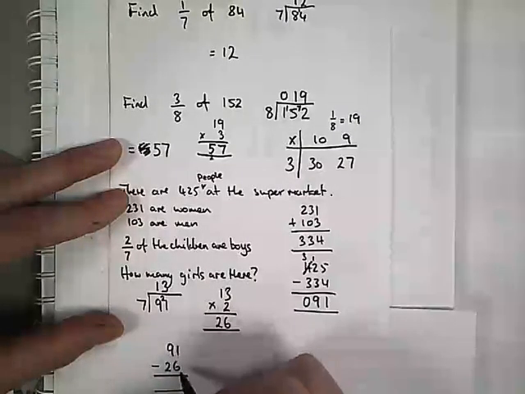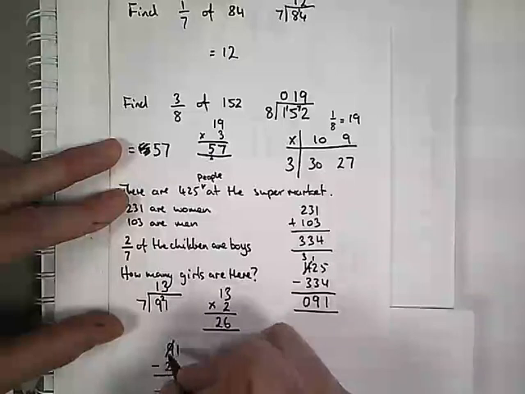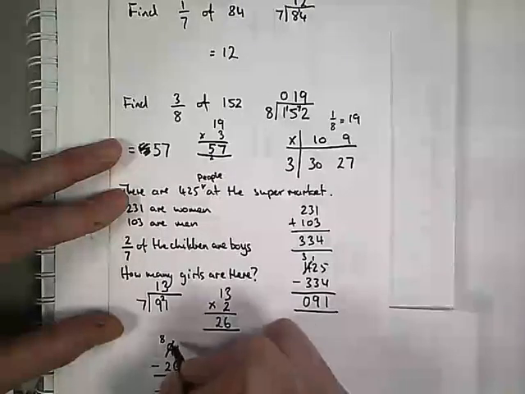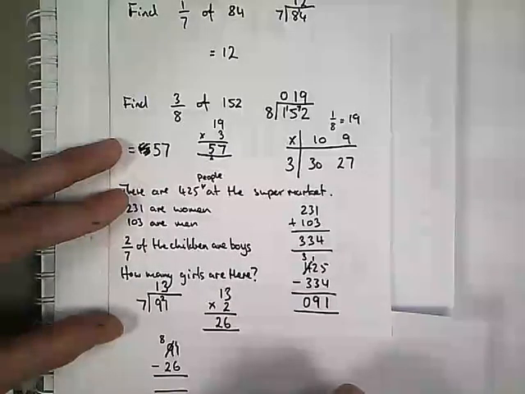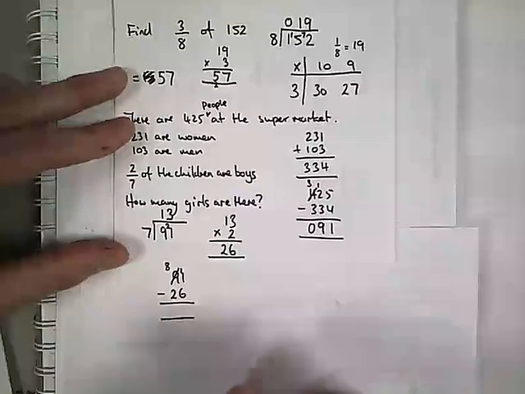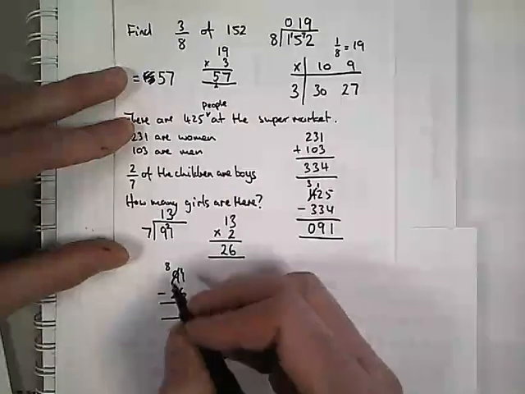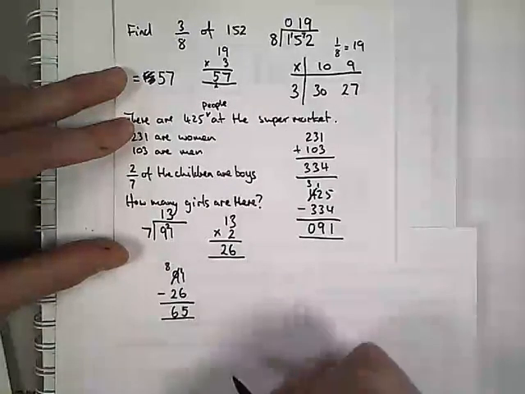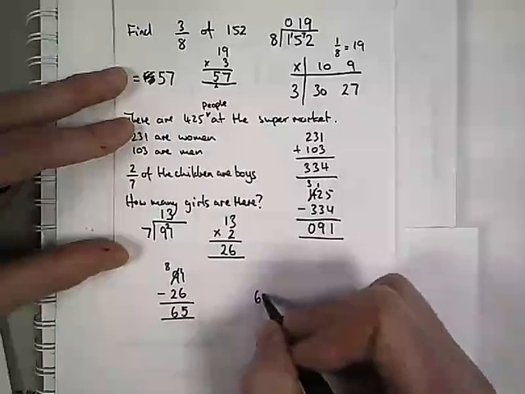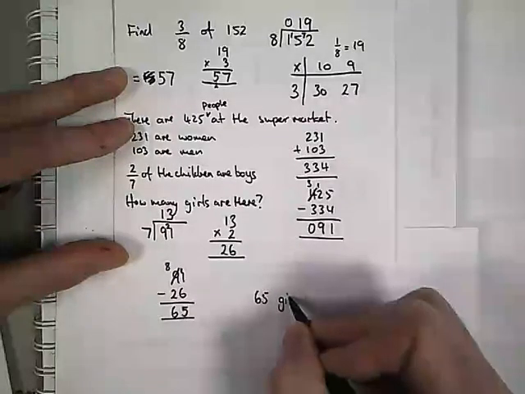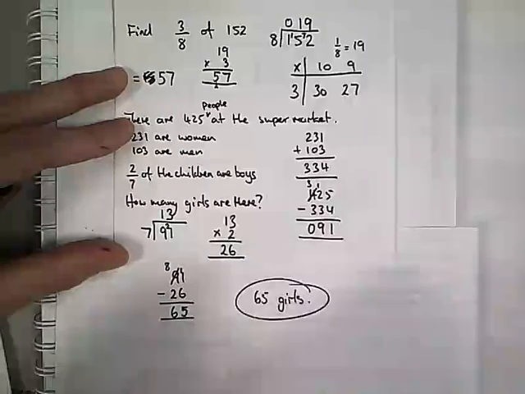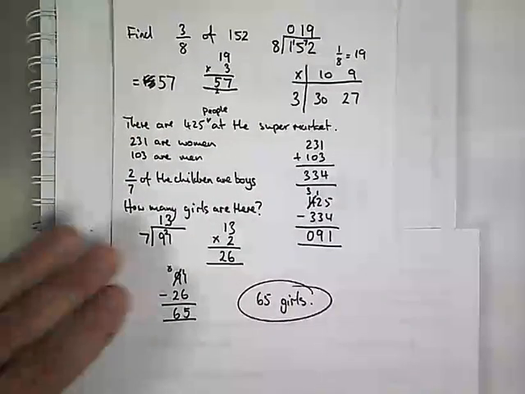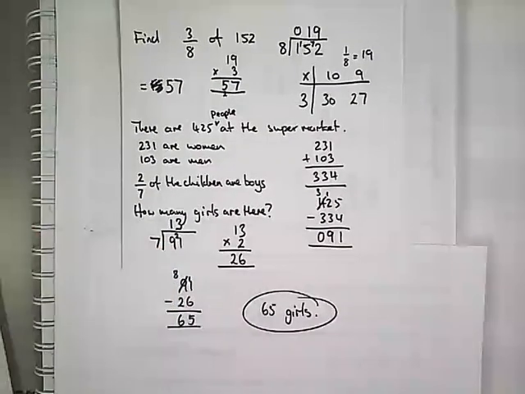1 take away 6 doesn't work, so I'm going to borrow 1 from the 9. That now becomes 8, and that becomes 11. So 11 take away 6 is 5. 8 take away 2 is 6. So there are 65 girls. And that is how you do a question like that. Tricky question, but very manageable if you know what to do.